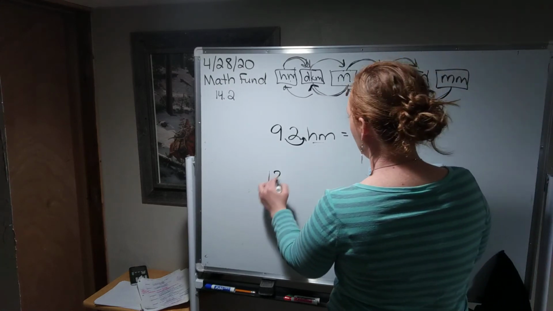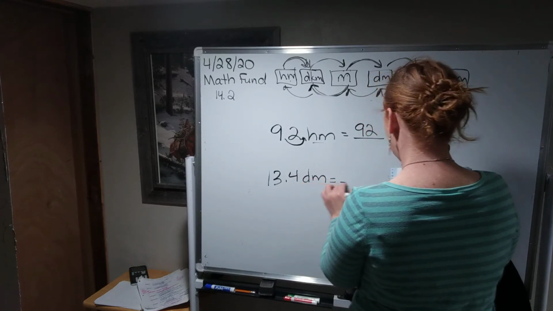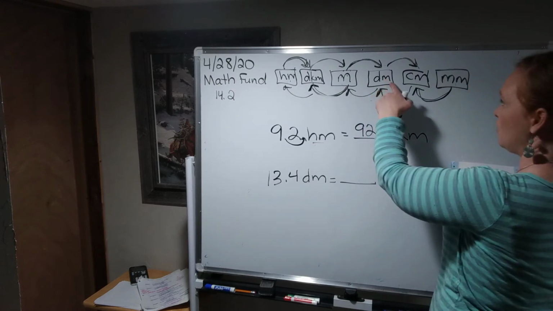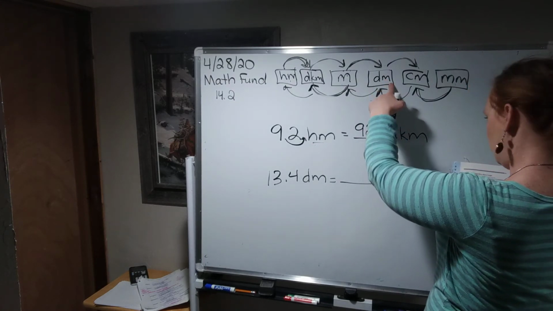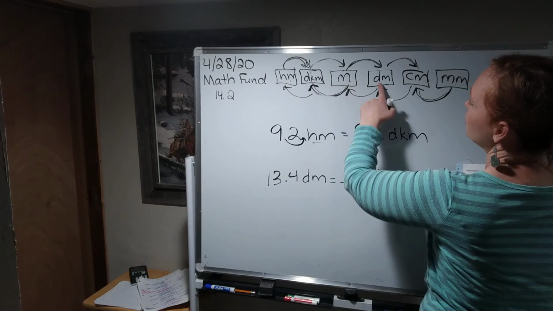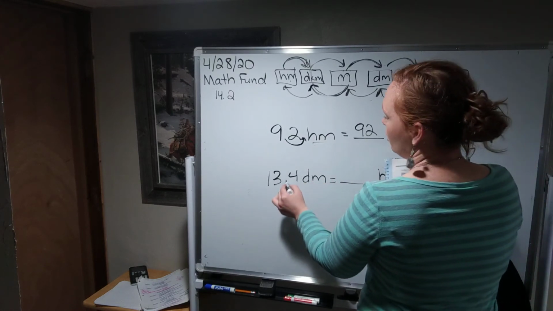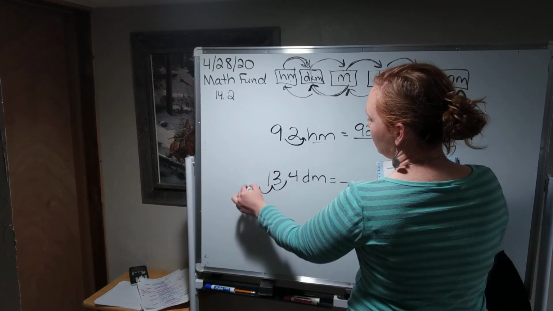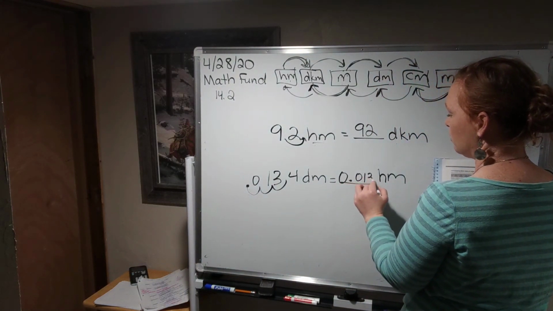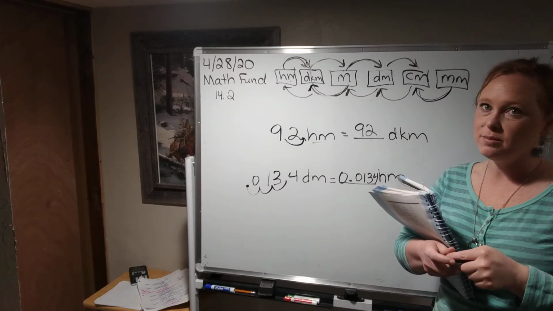Let's do another one. 13.4. Okay, so here we're starting on this box, and we're going to this box. So I'm going to follow these arrows for how many jumps? 1, 2, 3, right? 1, 2, 3. I'm going to annex my 0, so I have 0.0134. Okay? And that's what you're going to be doing today.